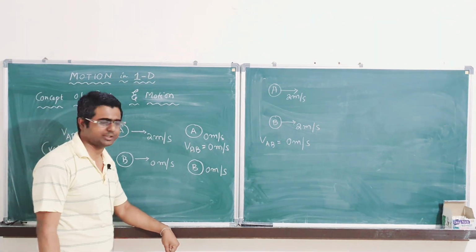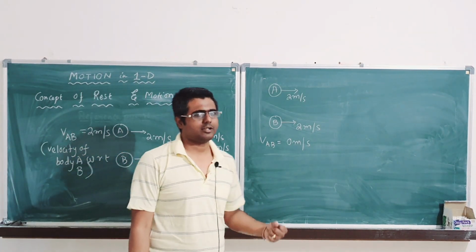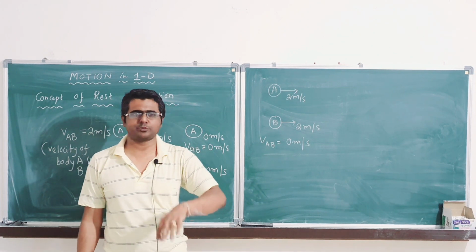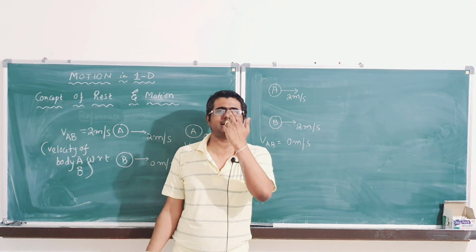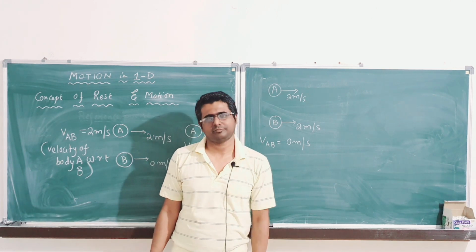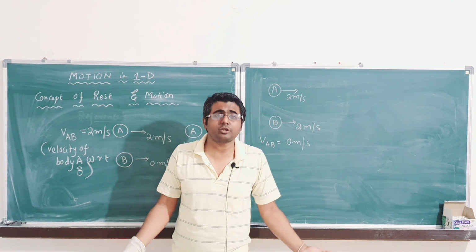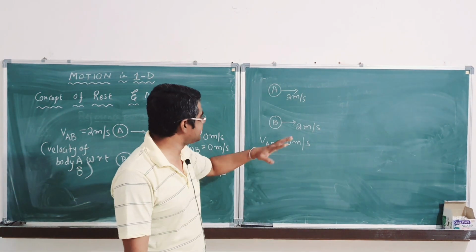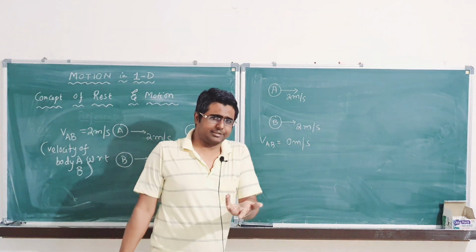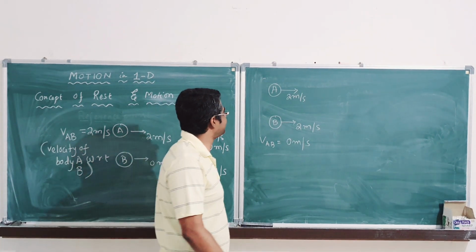Understood this concept? Both the system and the surroundings are moving. So if you are in the surroundings, you will see the system all the time at the same point. The system's position is not going to change, so that is why VAB is 0 meter per second. You can try it at home, no issues.